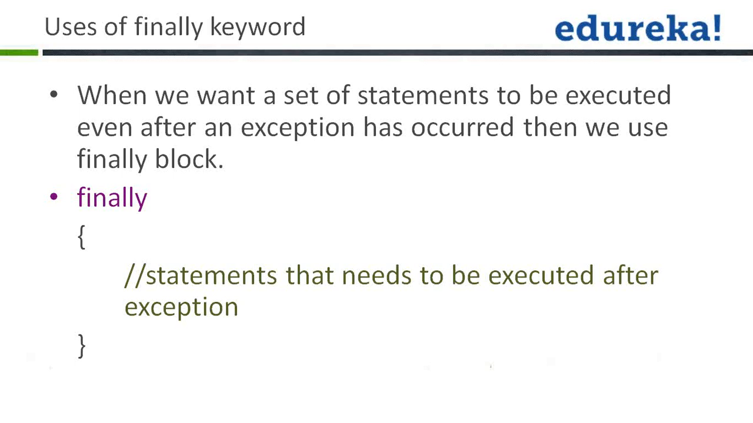Now we come to the third necessity, that is, what if even though we receive an exception, everything is handled, that's fine, but at the end I still want to execute some things. For that you have got your finally keyword. When we want a set of statements to be executed after an exception has occurred, then we use the finally block. You use the finally keyword and you open up the braces and you place all the statements that you want to be executed after an exception has occurred. Okay, so this is the need.